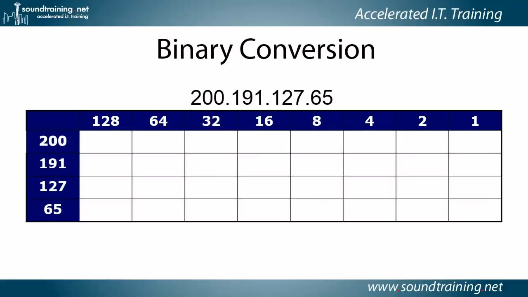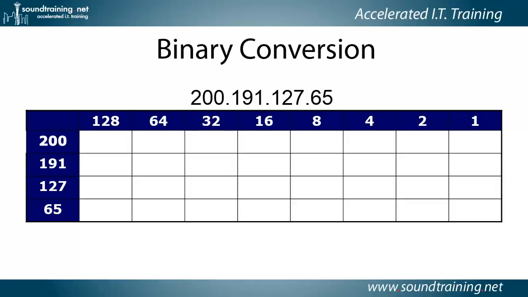Now, earlier we did the binary conversion where we went from binary to decimal. Now let's go from decimal to binary. And the way we're going to do this is with a table, which you see on screen right now. The rows in the table represent the octets of the IP address that we're going to convert, and the columns represent the decimal values of each of the bits in an 8-bit binary number.